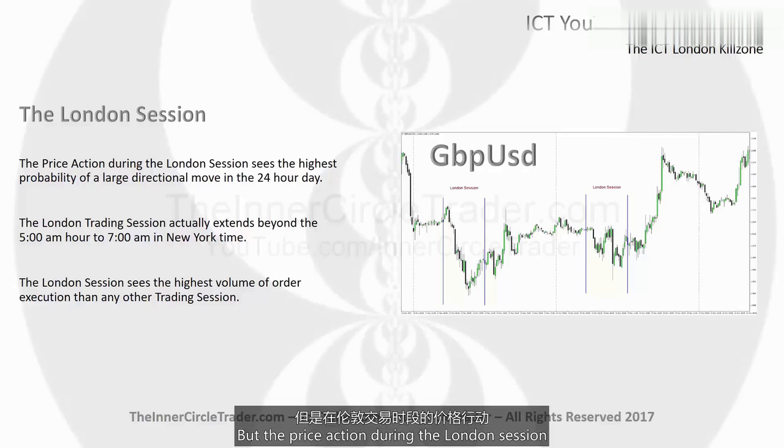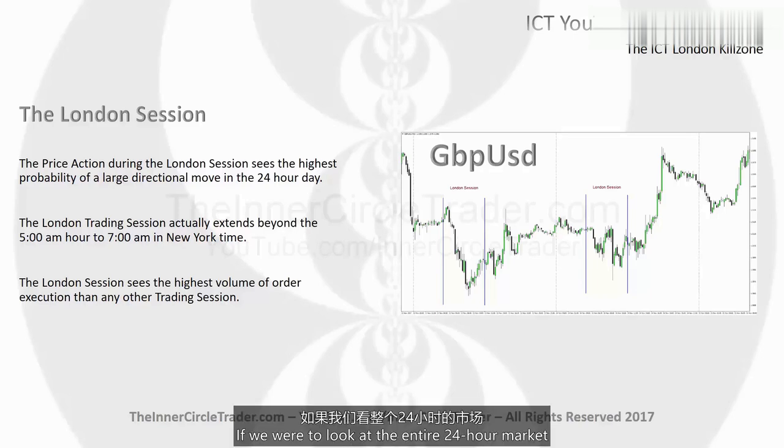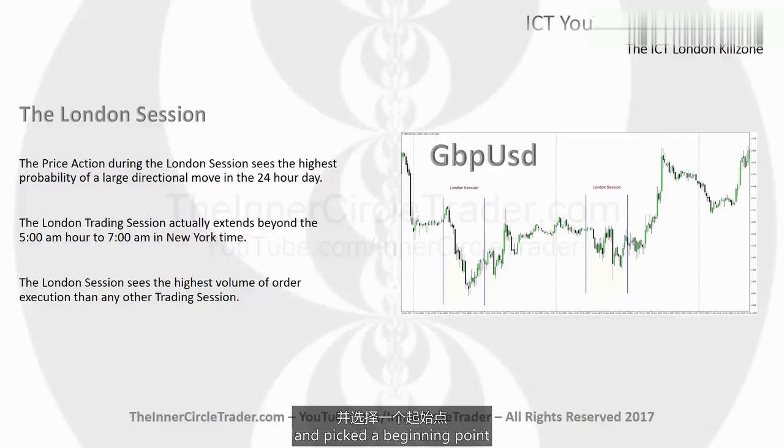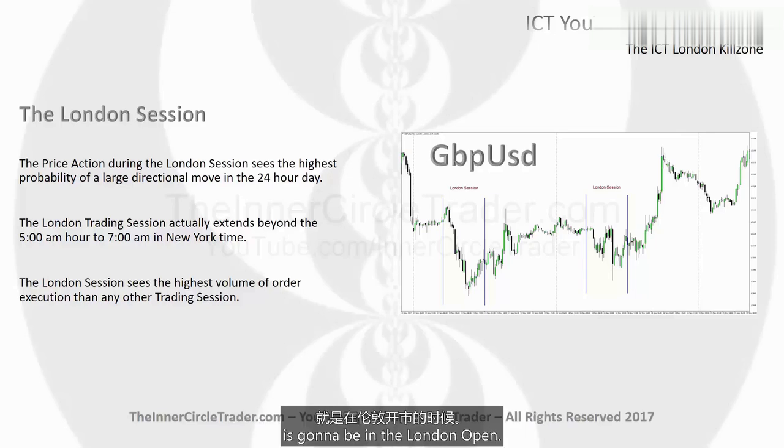But the price action during the London session sees the highest probability of a large directional move in the 24-hour day. So what does that mean? If we were to look at the entire 24-hour market and picked a beginning point and followed it around the entire world, and where it began, it'll end. So we have 24 hours of time. If we were to measure the volume, or how much action, if you want to call it any other word, in layman's terms, the most bang for your buck is going to be in the London Open.